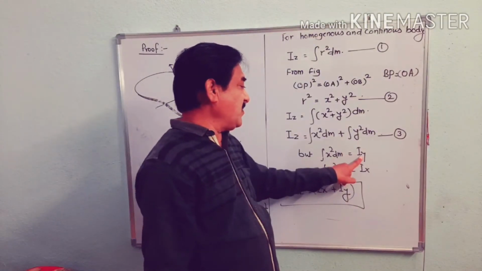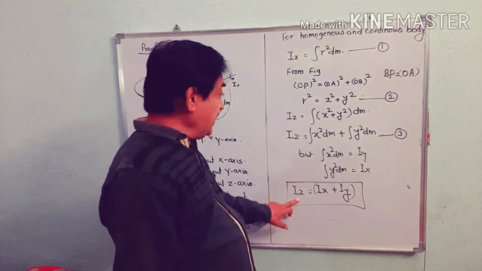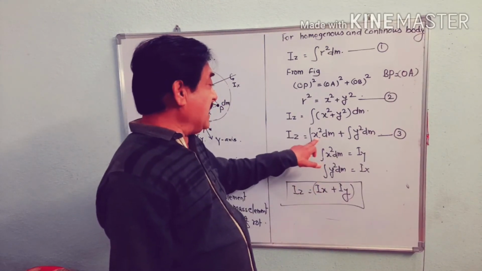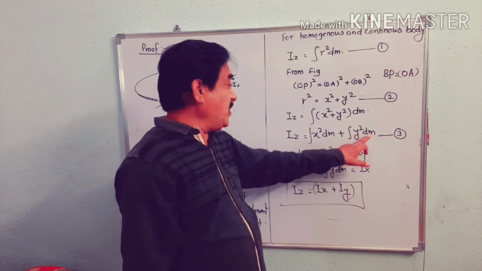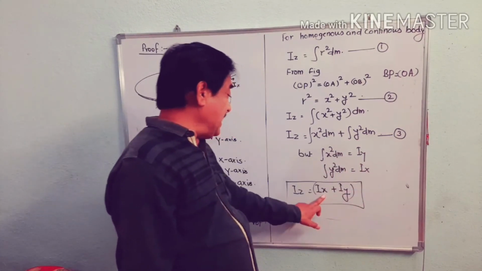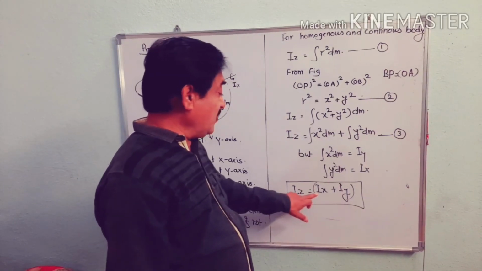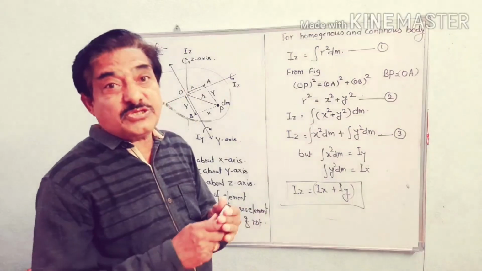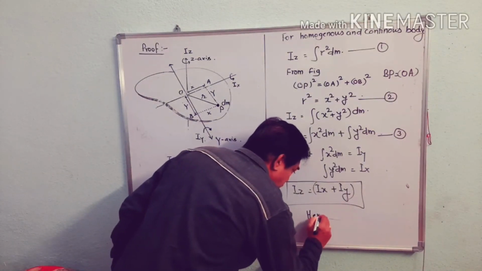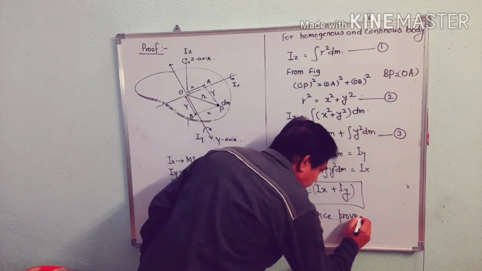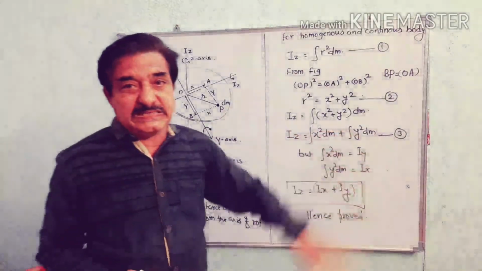So x square dm is equal to Iy and y square dm is equal to Ix. So, Iz is equal to, put in equation 3, x square dm, that is equal to Iy, and y square dm is equal to Ix. If we substitute these values in equation 3, we will get this equation, Iz is equal to Ix plus Iy, which is the statement of perpendicular axis theorem. Here we can write hence proved. So this is the proof of perpendicular axis theorem.